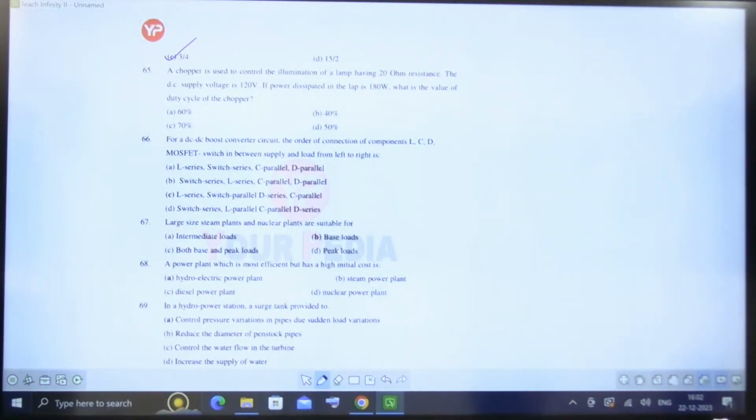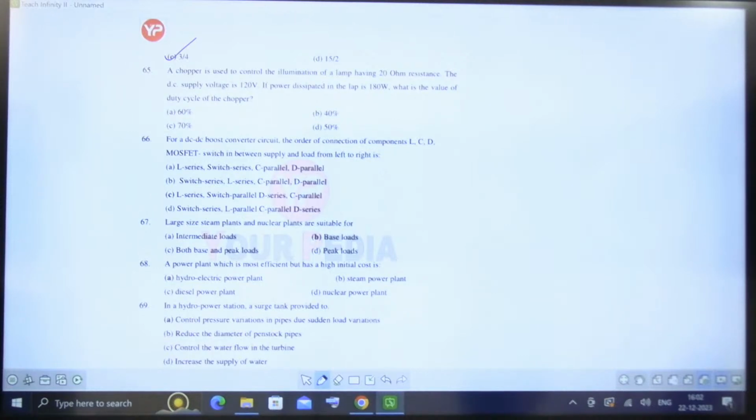What is question number 65 saying? In question number 65 he is saying that a chopper is used to control the illumination of a lamp having 20 ohm resistance. Fine. So load resistance is 20. The DC supply voltage is 120. That is also fine. If the power dissipated in the lamp is 180.